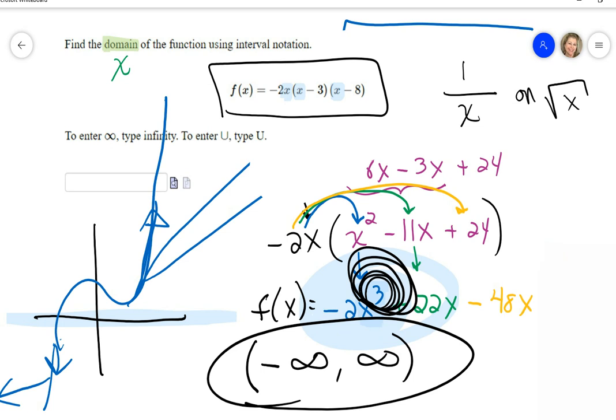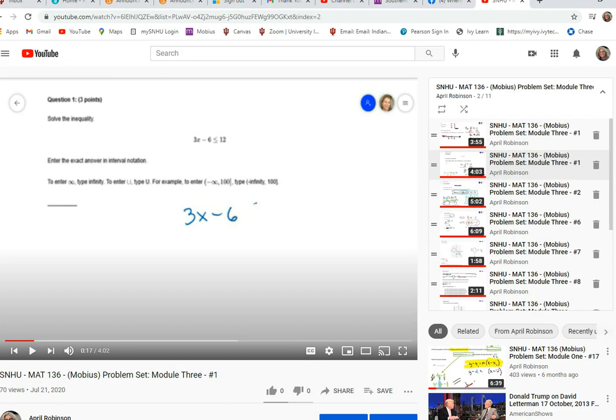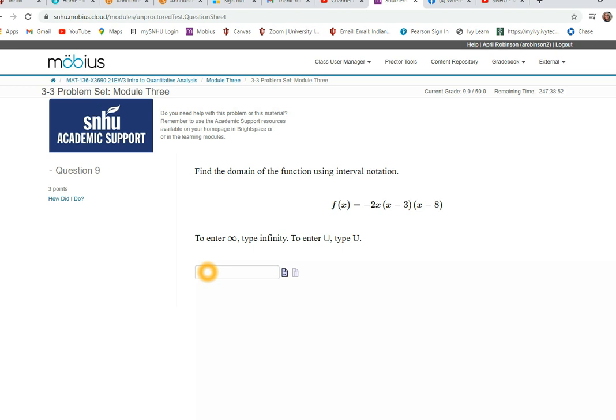But anyway, I'm going to jump back to, not there, here we go. And I'm going to type it in. Let's see, they want it in interval notation. So parenthesis, negative, where is the infinity symbol? To enter infinity, type infinity. Okay, I-N-F-I-N-I-T-Y. Make sure you don't type a capital. Well, I'm going to do it on purpose. I-F-I-N-I-T-Y and close the parenthesis.